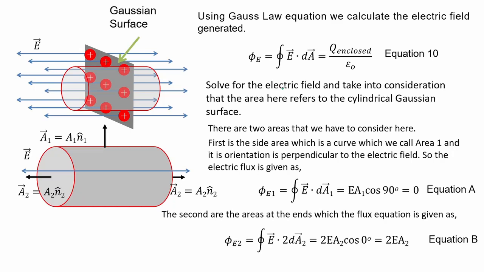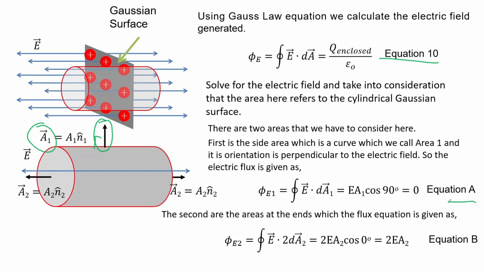Using Gauss' law equation, we calculate the electric field generated, shown in equation 10. Solve for the electric field and take into consideration that the area here refers to the cylindrical Gaussian surface. There are two areas that we have to consider here. First is the side area, which is a curve which we call area 1, and its orientation is perpendicular to the electric field. So the electric flux is given as equation A.